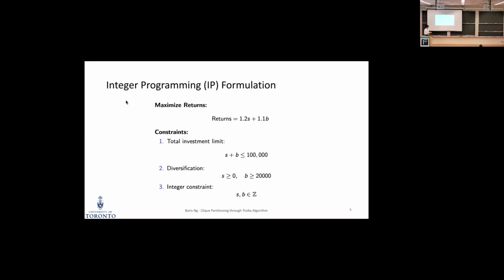And here's the integer programming formulation for the problem. The returns are defined as 1.2S plus 1.1B, and there are 3 constraints to consider. First, the total investment limit, meaning that you can't invest more than $100,000. Second, non-negativity and also diversification. And lastly, the integer constraint, meaning that the investments must be whole numbers. This is what distinguishes integer programming from linear programming.